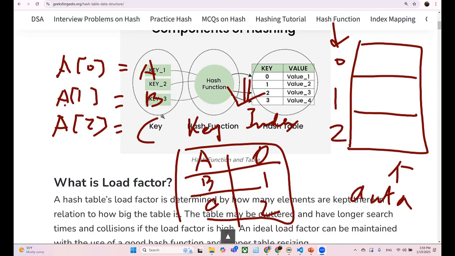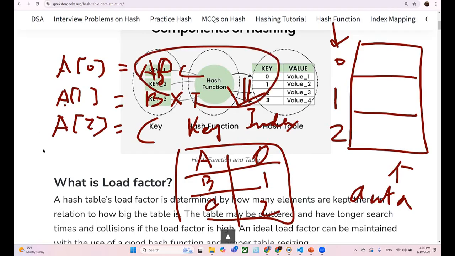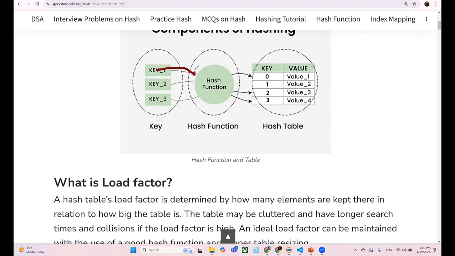So if this A array is a string array, it may be A, B, C, it may be B, X, T, whatever long string it is. But you don't want to spend a lot of time to find your index value. So you use a hash function to take the key, the string, and translate it to a number. This is the purpose of the hash function, so you can get your value faster.